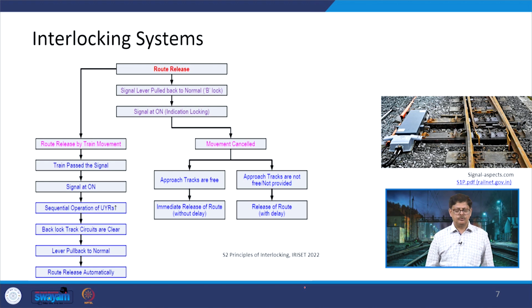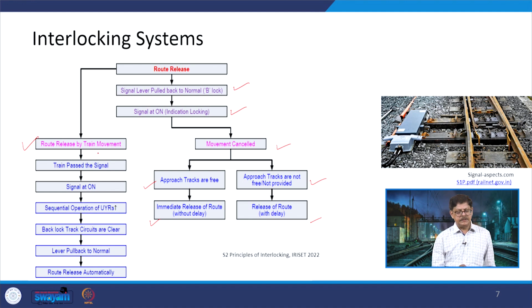Similarly, in the case of route release, there are two things. One is the route release by train movement, another is the signal lever pulled back to normal. So, it is a block system, then signal on condition, then the movement cancelled, whereas approach tracks are free, approach tracks are not free or not provided, or there is an immediate release of a route or release of a route with some delay.